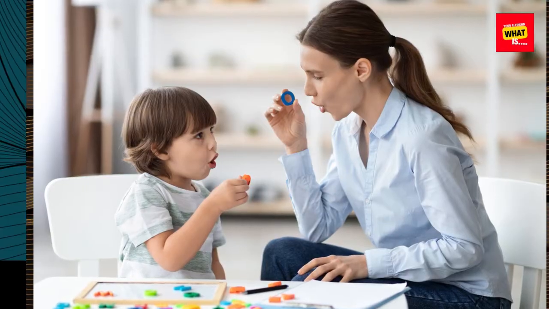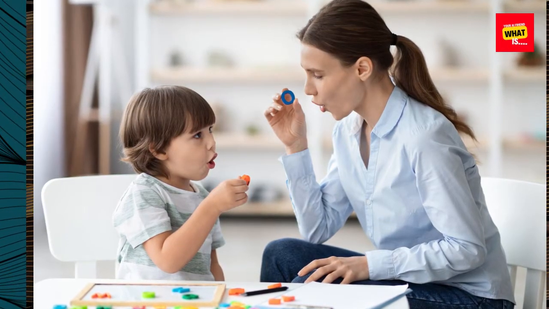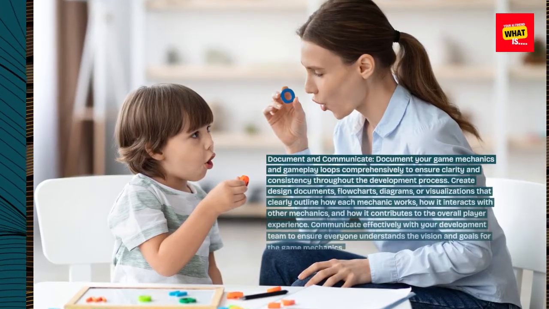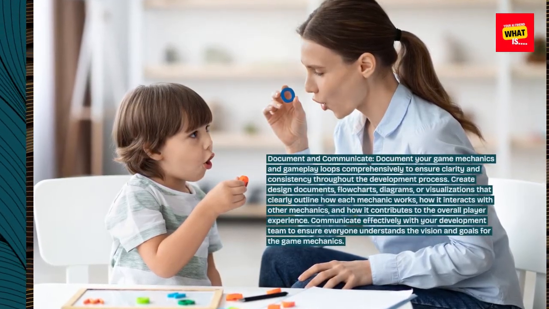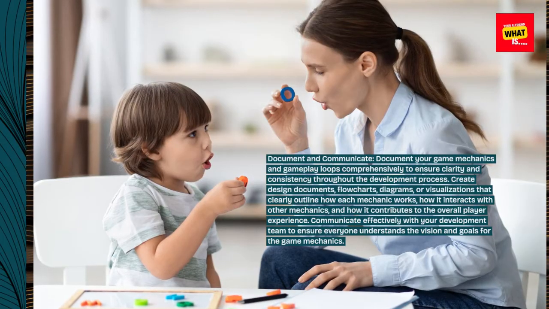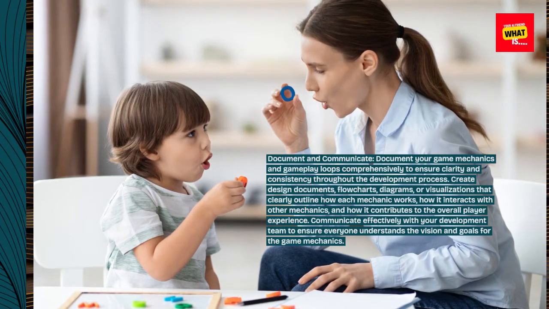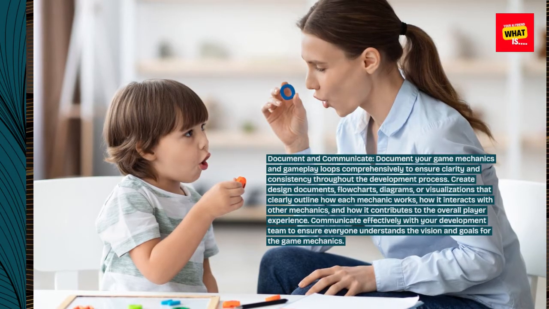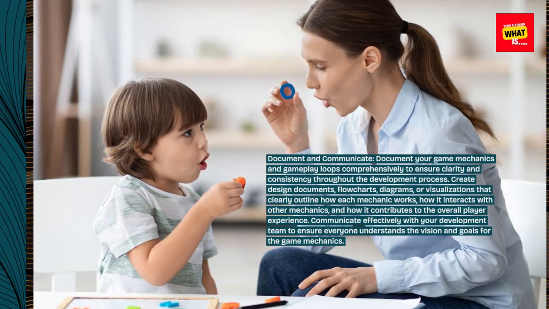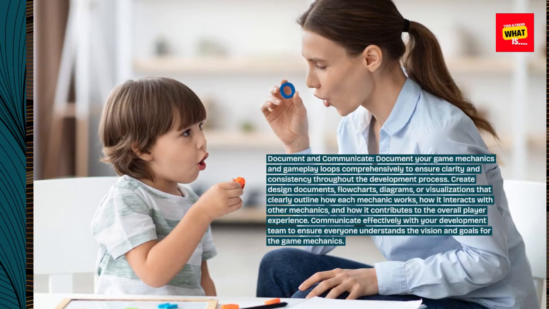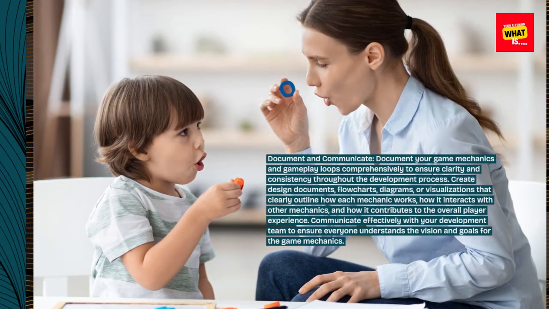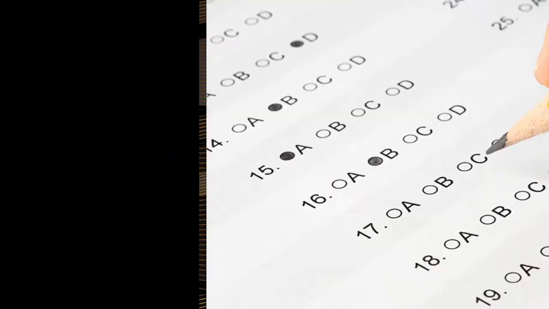Document and communicate. Document your game mechanics and gameplay loops comprehensively to ensure clarity and consistency throughout the development process. Create design documents, flowcharts, diagrams, or visualizations that clearly outline how each mechanic works, how it interacts with other mechanics, and how it contributes to the overall player experience. Communicate effectively with your development team to ensure everyone understands the vision and goals for the game mechanics.